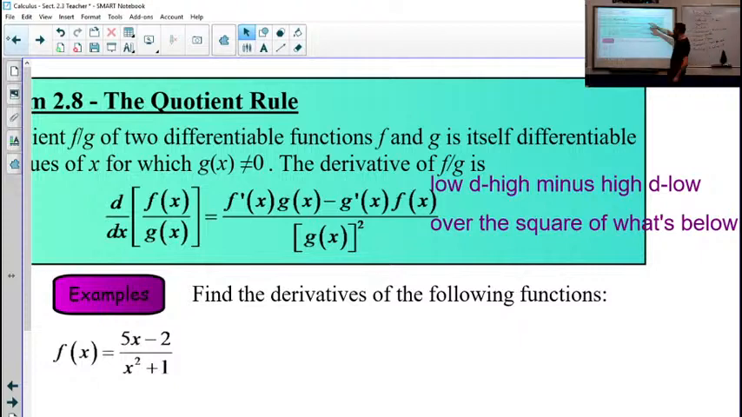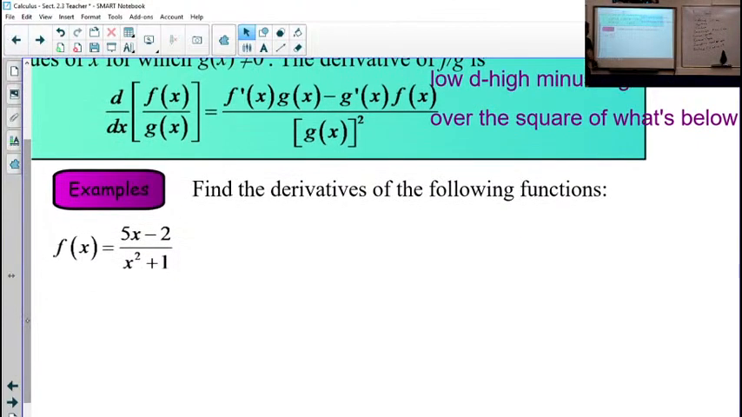So low, bottom function here, d high, derivative of the top function, minus high, the top function, d low, derivative of the bottom, over the square of what's below. That's to help you remember the quotient rule in the order that it goes in. So let's look at an example here.